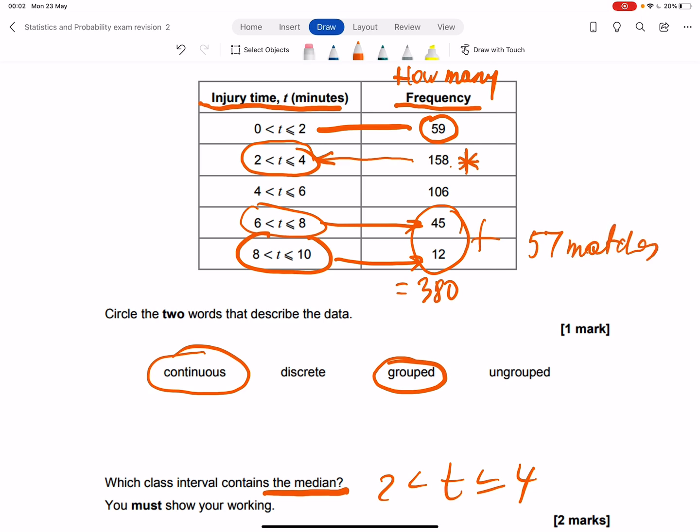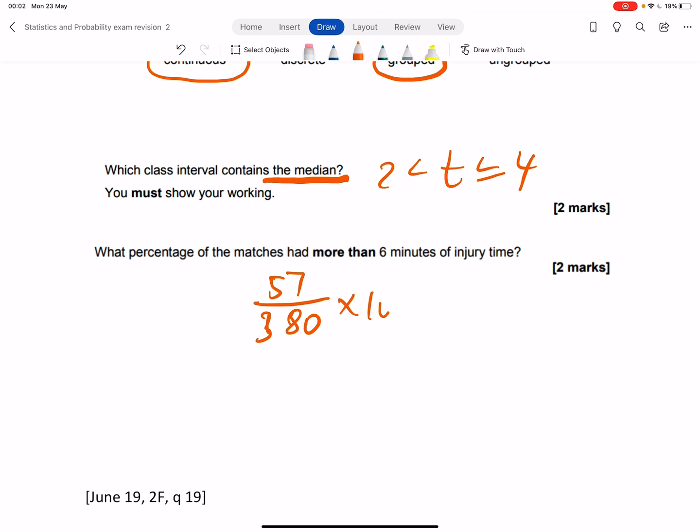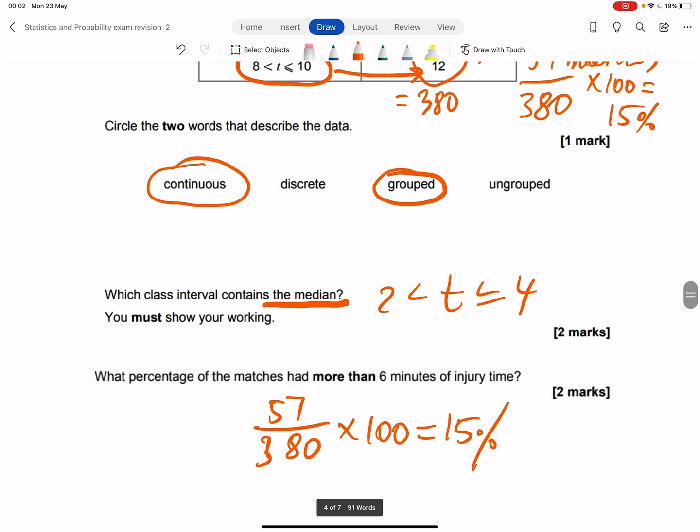So we're going to change it into a percentage. 57 matches out of 380 matches. We need to change into a percentage. So use the calculator and divide 57 by 380 and multiply that number by 100. And you will get 15%. So the percentage will be 15%, which is 57 out of 380.